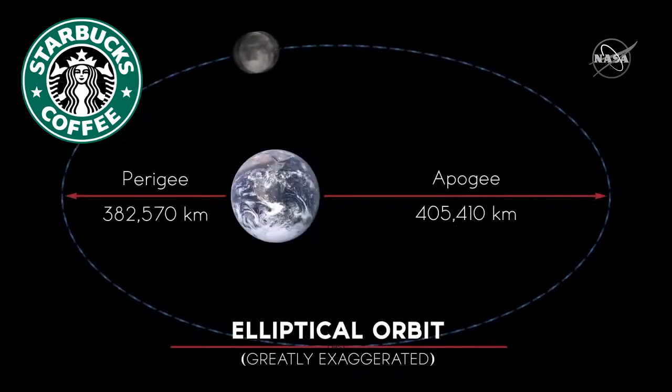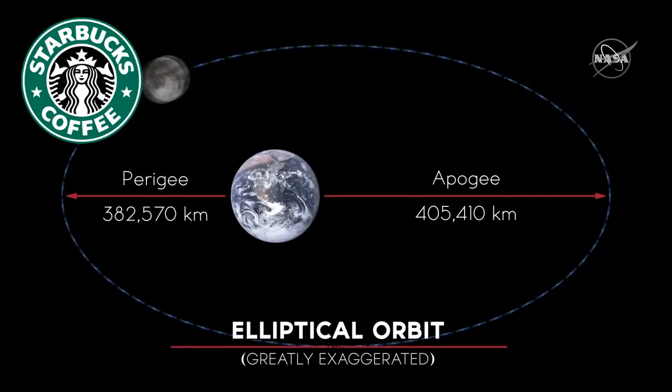Now, the moon's orbit is pretty interesting. Like all bodies in the solar system, it's not in a circular orbit, it's in an elliptical orbit. And in this case, the apogee and perigee, the apogee being the farthest it's away from the Earth and the perigee being the closest it is, vary by about 45,000 kilometers.